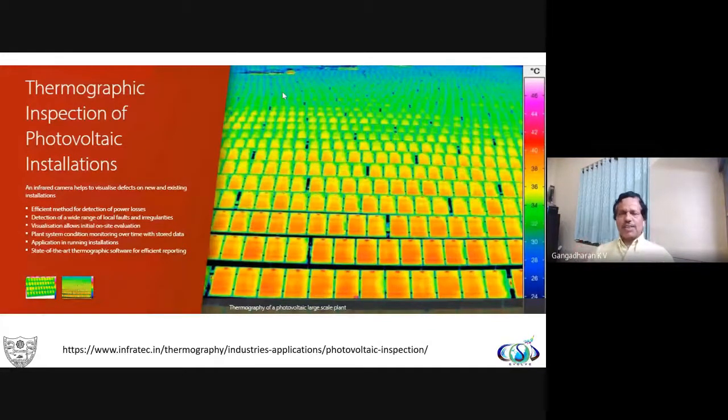The third method is you can do a thermal inspection. So thermographic inspection of a photovoltaic installation. The picture shows how the temperature gradient is changing on each. But quite often, this is a misunderstood thing. If you look at here, whatever I see in the front has a higher temperature, whereas what is far away is having a much lower temperature. It is not really true.